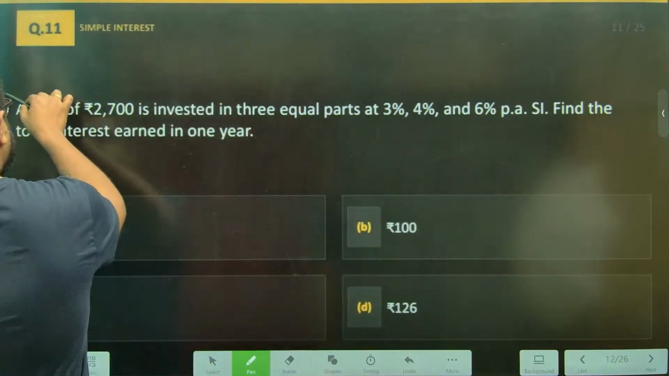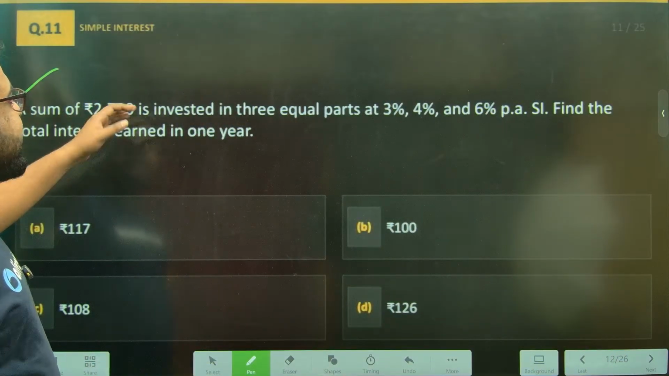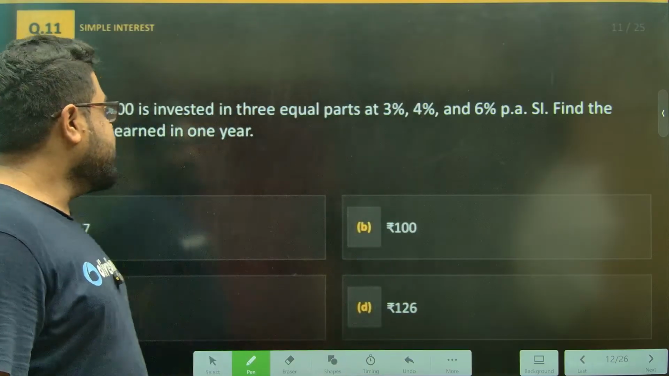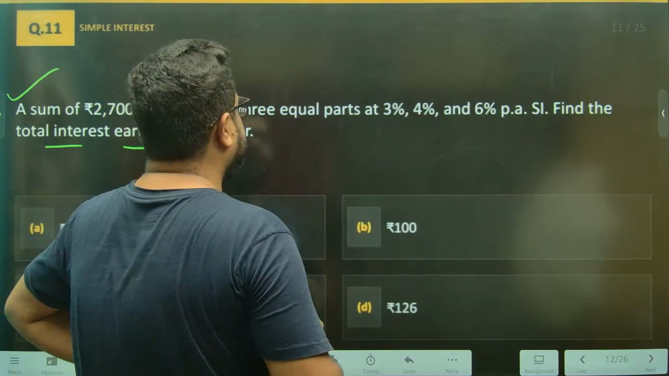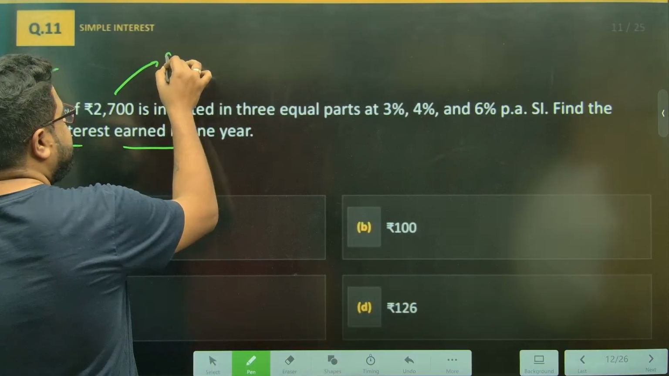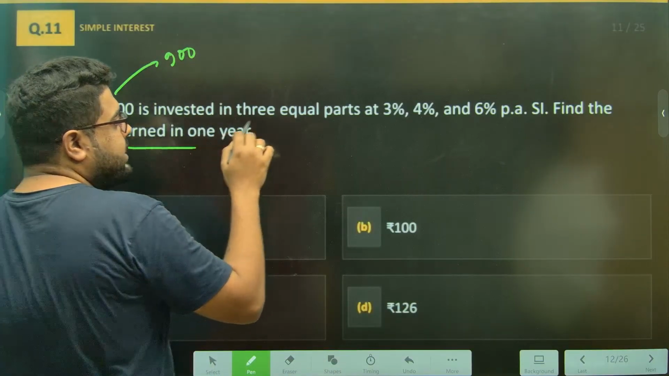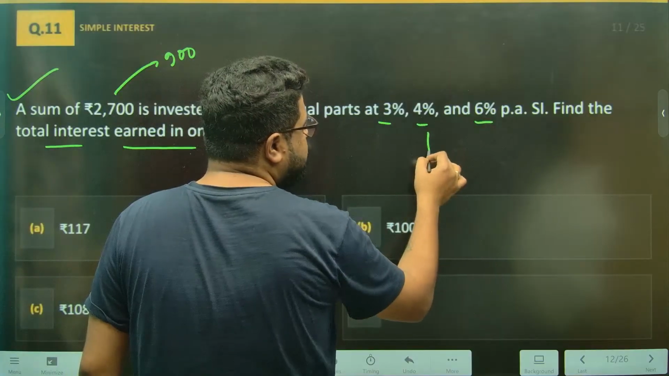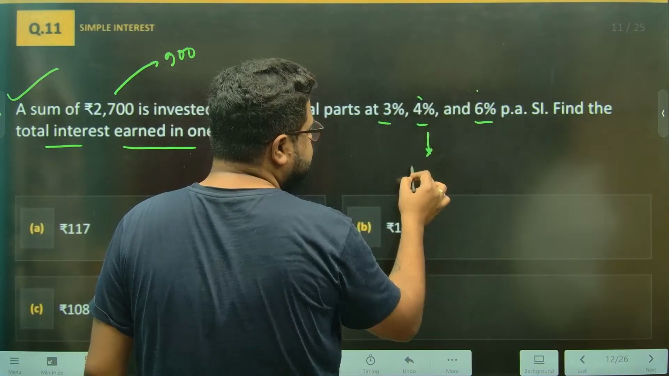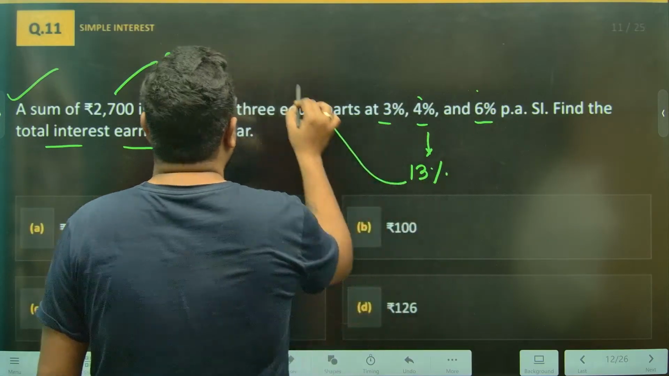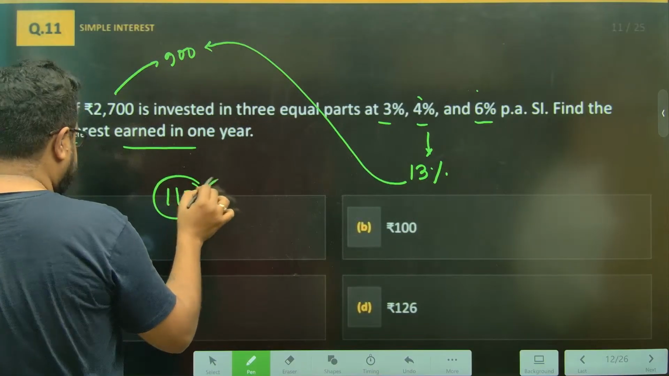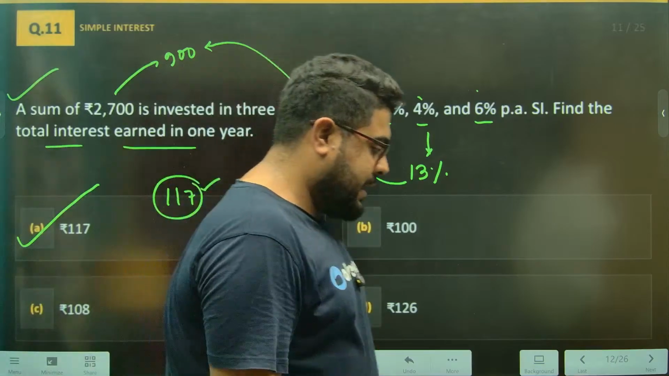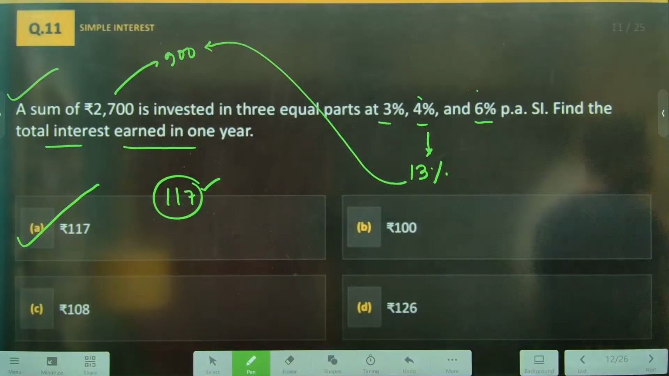Next one. A sum of 2700 invested in 3 equal parts. Find the total interest earned in 1 year. 3 equal parts meaning 900 each part. On this 900, 3%, 4%, 6%. Total I'll get how much? 3 plus 4 plus 6, 13%. So my answer will be 13% of 900. 13% of 900 is 117 rupees. Option A is the answer.